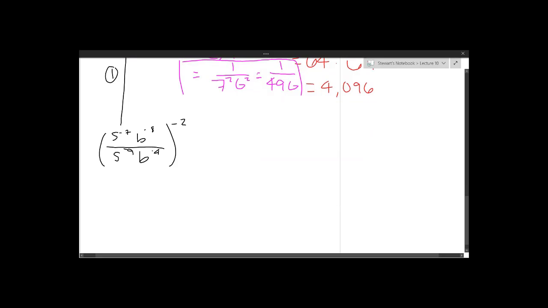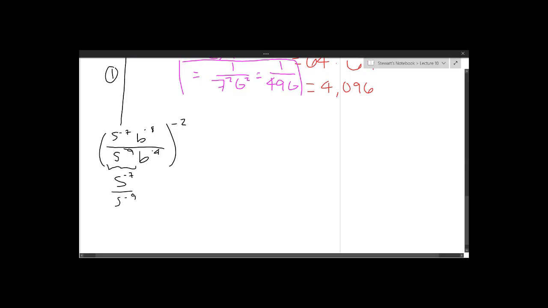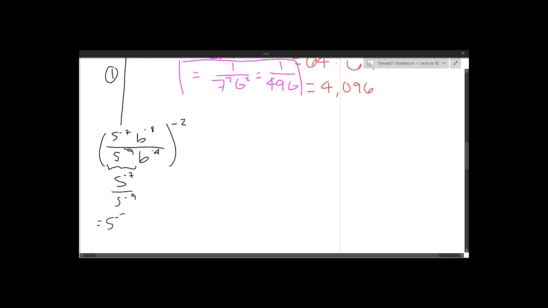So for evaluating the 5s, we have 5 to the negative 7th over 5 to the negative 9th. Well, since we're dividing the same base with different exponents, we subtract the exponents. So we're going to end up with 5 to the negative 7th minus the negative 9th.